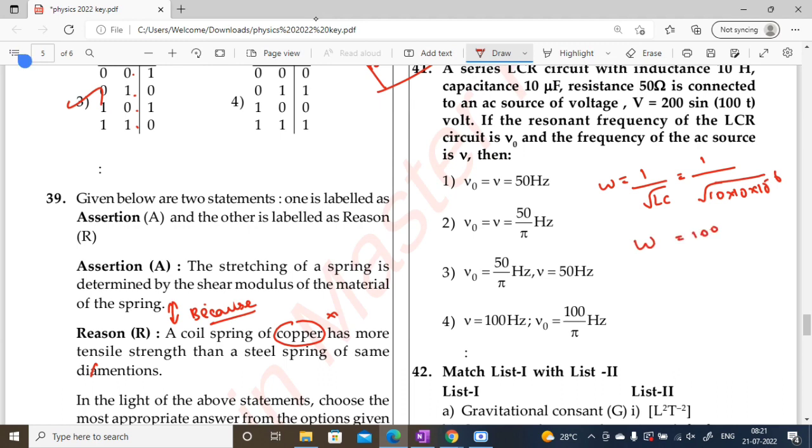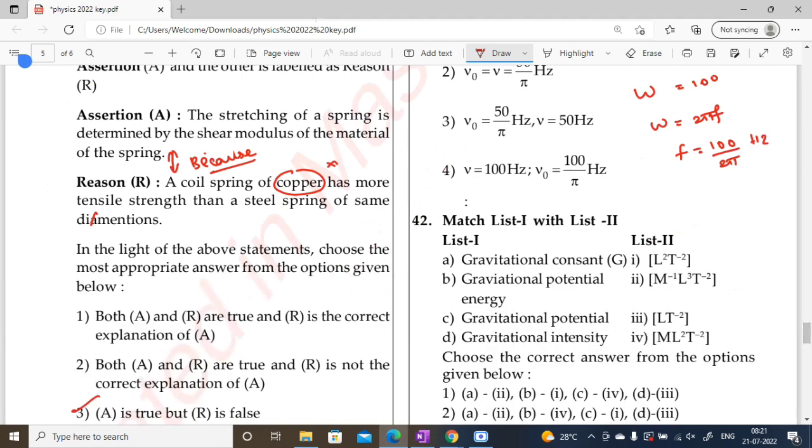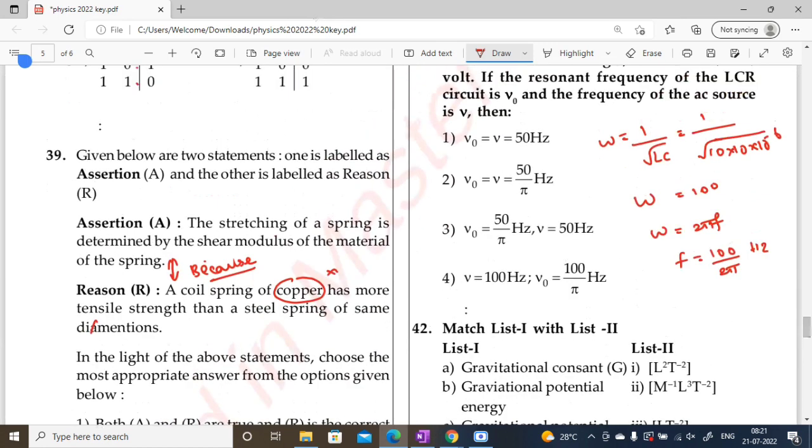And once we are getting the omega value, we can try to get the frequency value. So omega equals 2 pi f, so f equals 100 by 2 pi Hz. So this will be the frequency, and this is actually the resonant frequency. Let me make it more clear. Let me differentiate omega and f naught. So the resonant frequency is 100 by 2 pi actually, right? And if you want to further solve, this is actually 50 by pi. Since my options are in 50 by pi, I'm trying to get it in a proper manner.